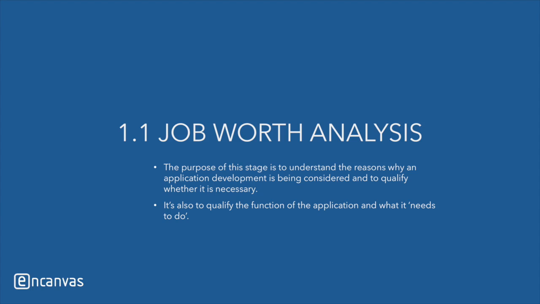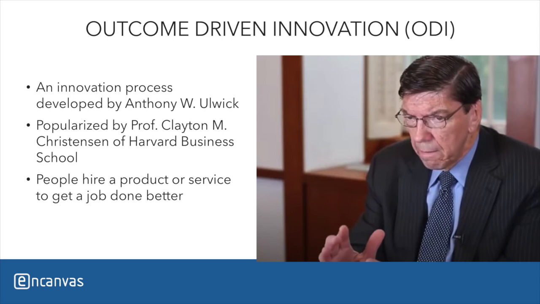So our first activity is to look at what job this application is helping a stakeholder to do better. To do that, we use a methodology called outcome-driven innovation. The purpose of this phase is to qualify the function of the application and what it needs to do. Outcome-driven innovation is an innovation process developed by Anthony Ulwick, and it was later popularized by Clayton M. Christensen, Professor of Business Administration at the Harvard Business School.